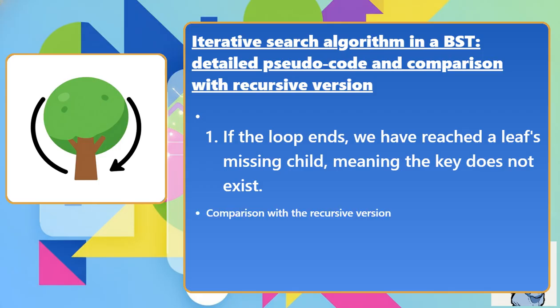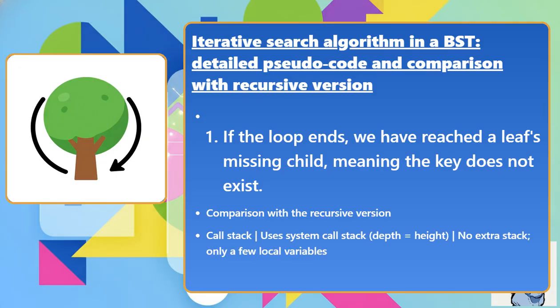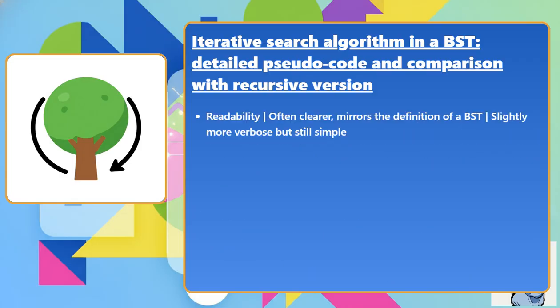Comparison with the recursive version. Call stack: recursive search uses the system call stack with depth equal to height. Iterative search uses no extra stack, only a few local variables. Memory overhead: recursive search uses O(h) extra space for stack frames. Iterative search uses O(1) extra space. Readability: recursive search is often clearer, mirroring the definition of a binary search tree. Iterative search is slightly more verbose but still simple.